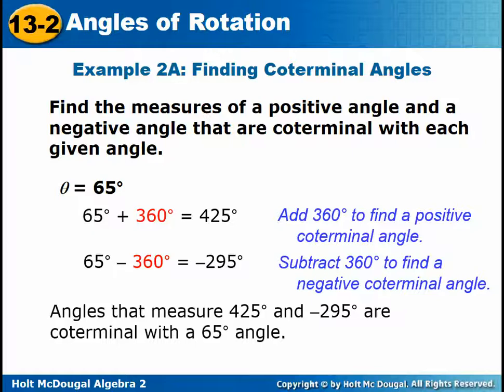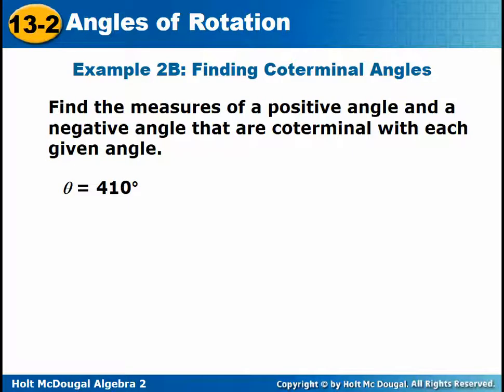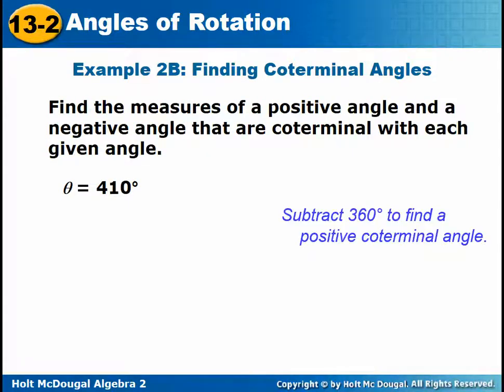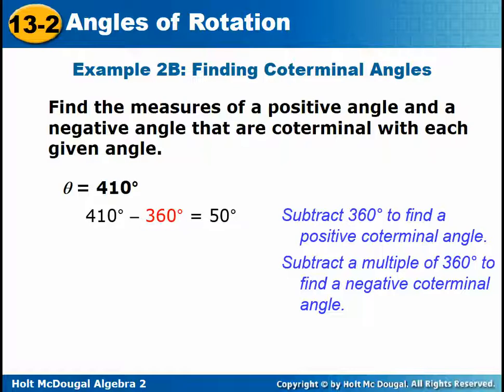Sometimes, however, you have to subtract more than one or add more than one. For this one, to get a positive, I can just subtract 360. I don't have to add and get a huge number. I could subtract and it's still a positive coterminal angle. In order to get a negative, I'm going to have to subtract 360 twice. So 410 minus 2 times 360 in order to get a negative.